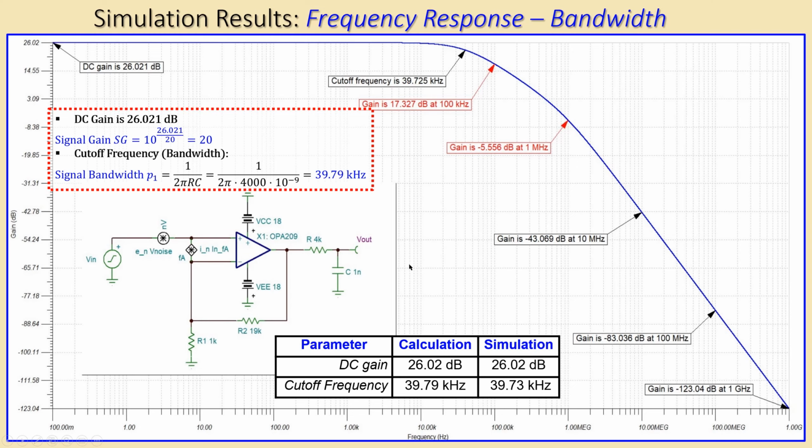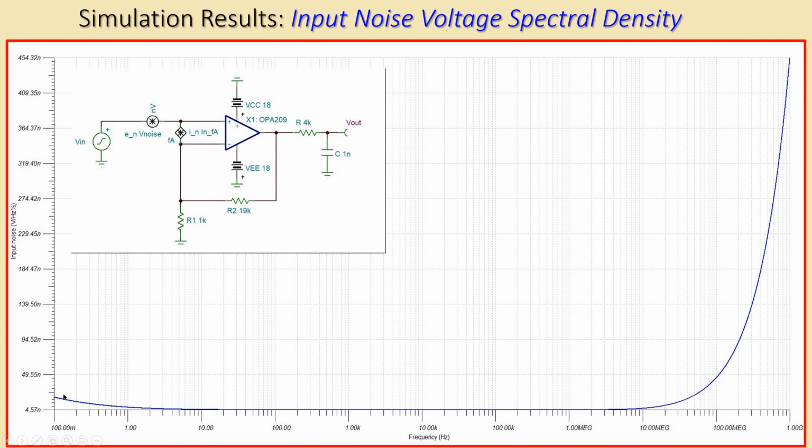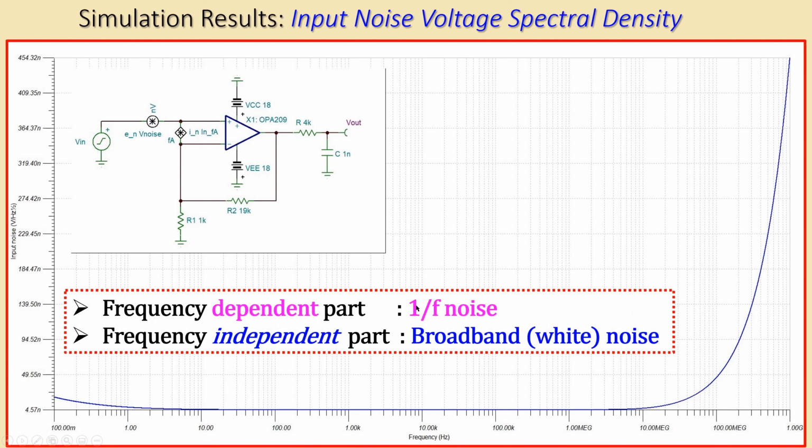But of course, we need to check the noise performance also. So let's look at the input noise voltage spectral density. What we see is the first part here, which is frequency dependent, because it changes with the frequency. We also have a very large frequency band that stays constant and independent of the frequency. So we have the dependent part, the 1 over f noise part, and then the independent part, which is the broadband or white noise part. We also have that part, shown here, which increases without limit for very large frequencies, but that will not be a problem in this case, because our circuit will filter out the frequencies above approximately 40 kilohertz in signal bandwidth.